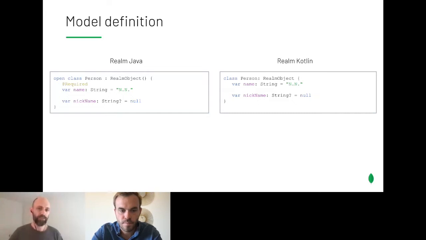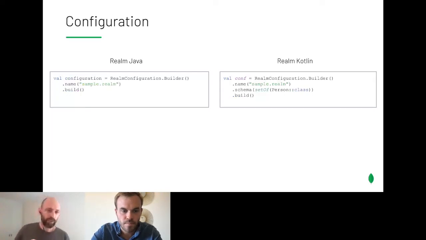And we can derive nullability directly from the types in Kotlin instead of requiring this required annotation. Not all migrations are as easy to cut down.